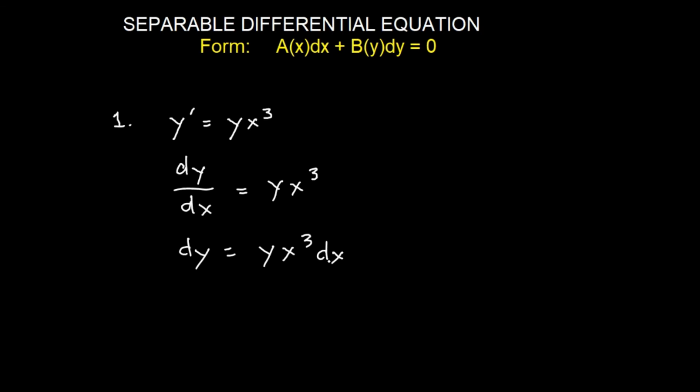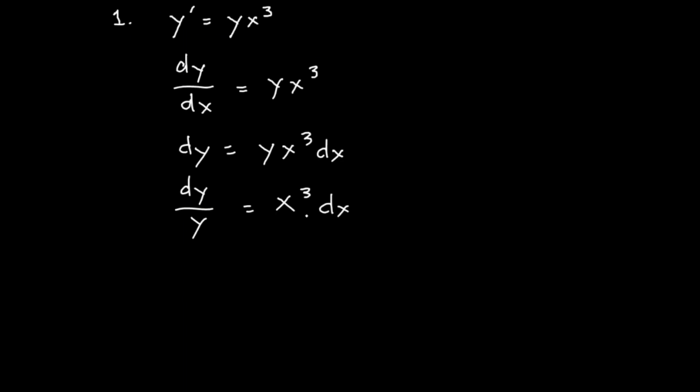Okay? And then, as you can see, we can separate the variables here by dividing both sides by y. So that is why we have dy over y equals x cubed dx. Okay? And then, transpose x cubed dx to the left side. Or, to make it easier, we can transform dy over y to the right side, then equate to 0. So that our x cubed will be positive. So we have x cubed dx minus dy over y equals 0.